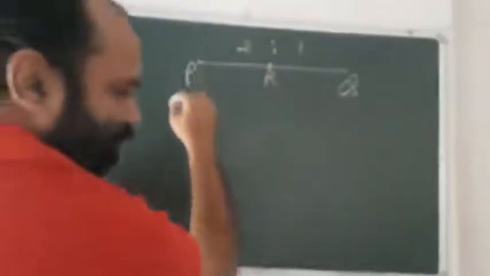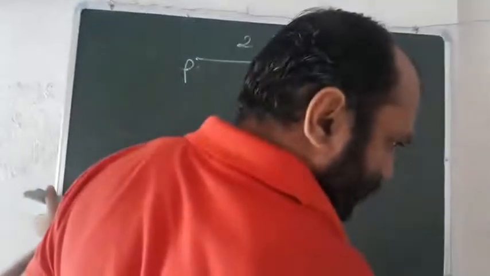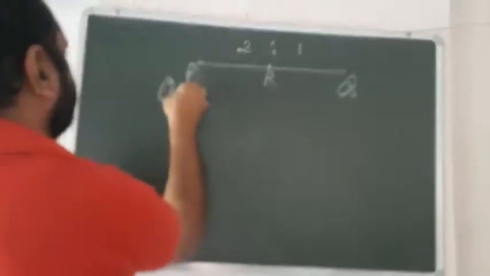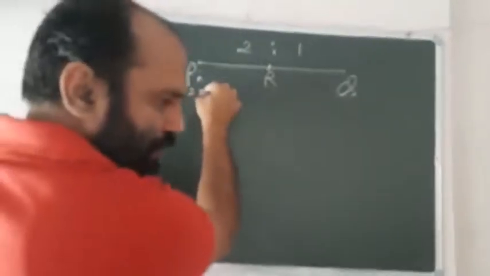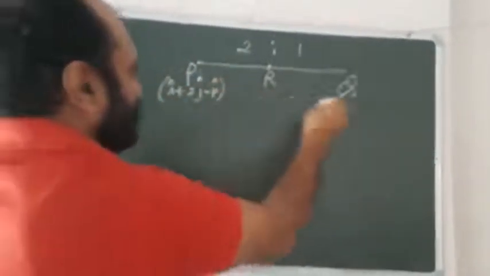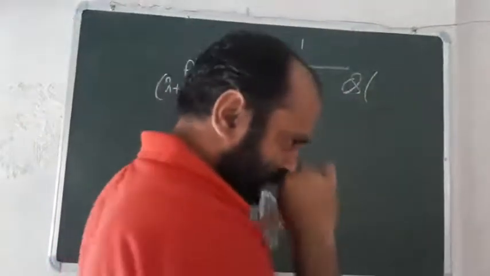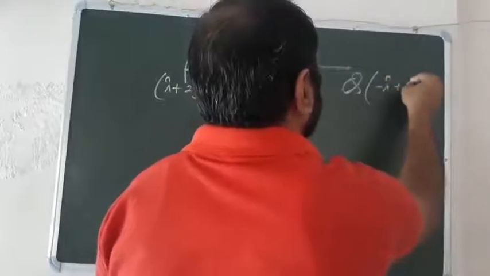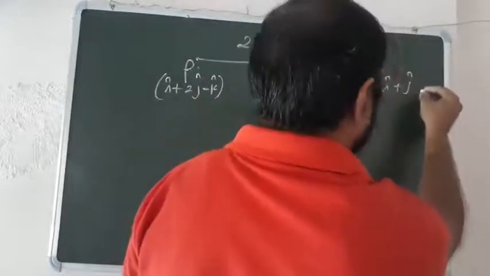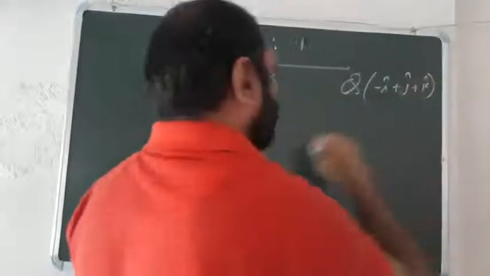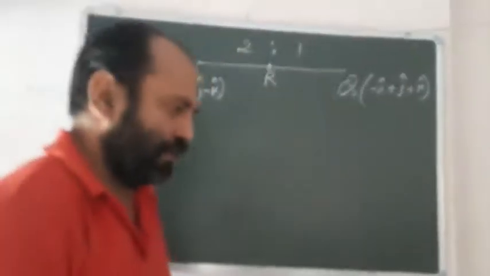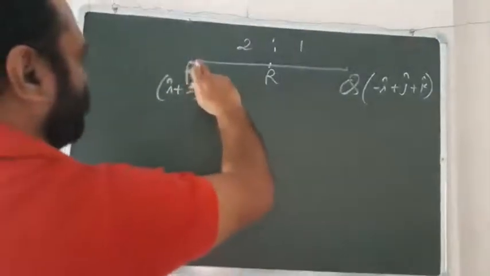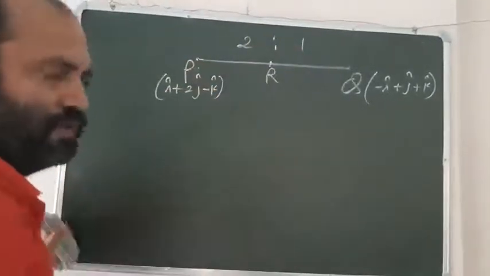So the point P is given to you, position vector is I cap plus 2j cap minus k cap, and the value of the position vector of this point Q is minus I cap plus j cap plus k cap. So these are the two position vectors of P and Q. You have to find the position vector of R so that this line joining these points divides in the ratio 2:1.